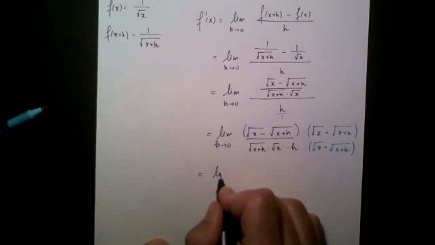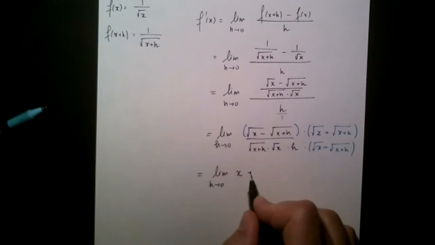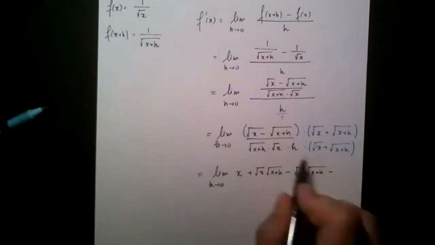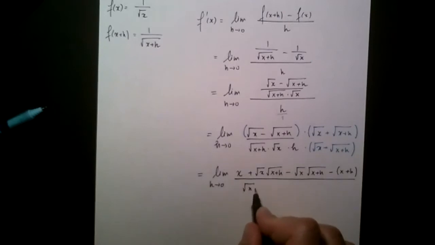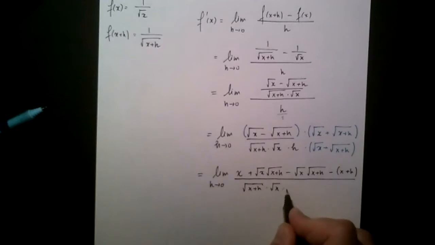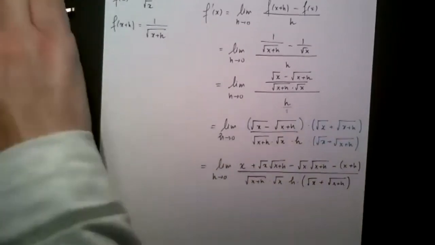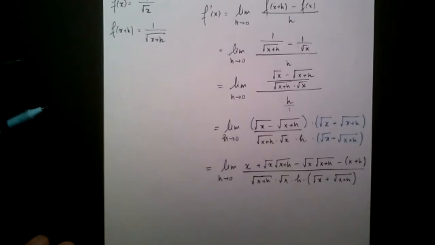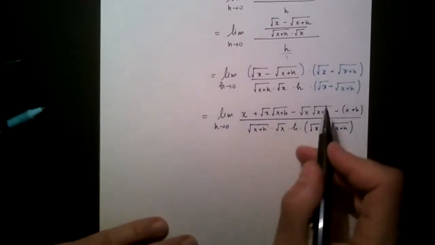Okay, so equals limit as h approaches 0. On top I'm going to have again x plus root x times root x plus h minus root x times root x plus h minus, in brackets, x plus h. At the bottom, everything stays: root x plus h times root x times h times root x plus root x plus h. Okay, that's out.